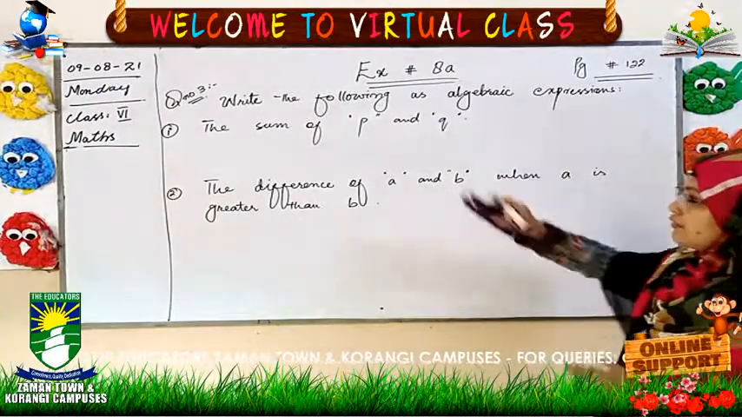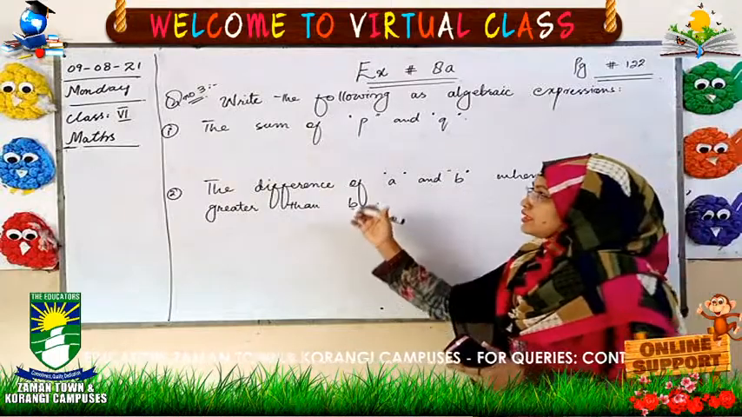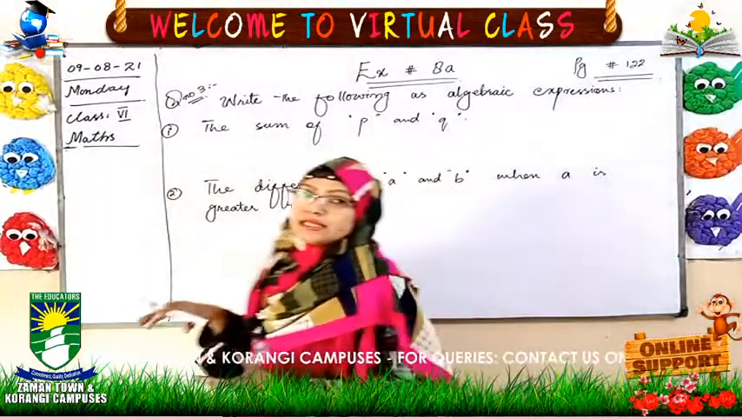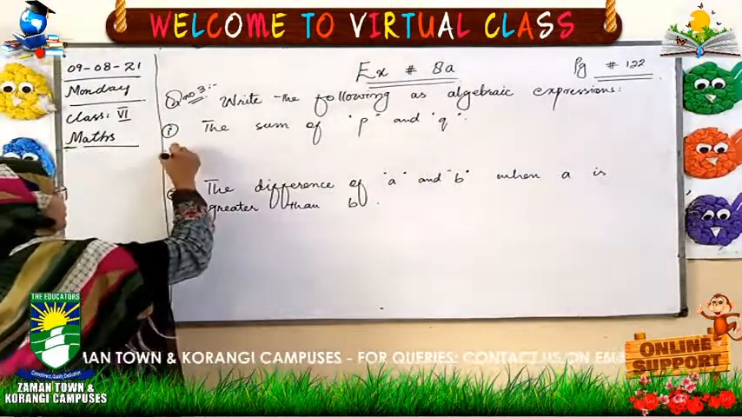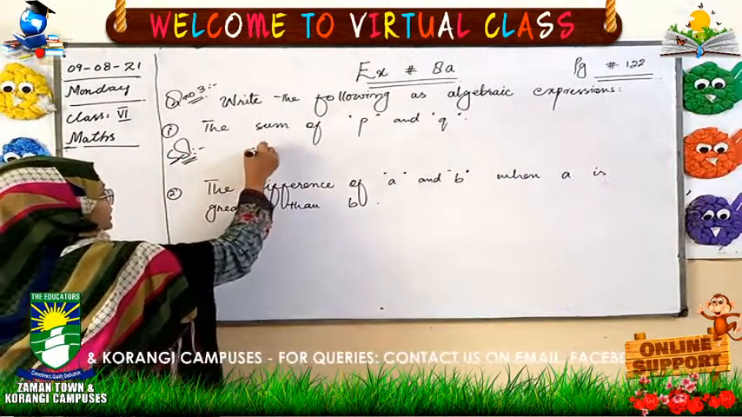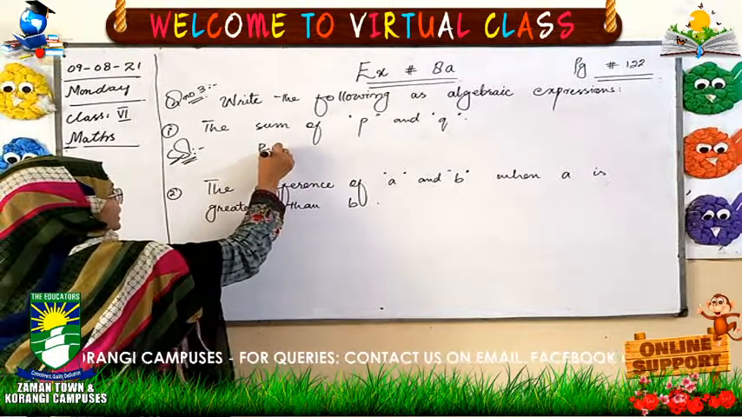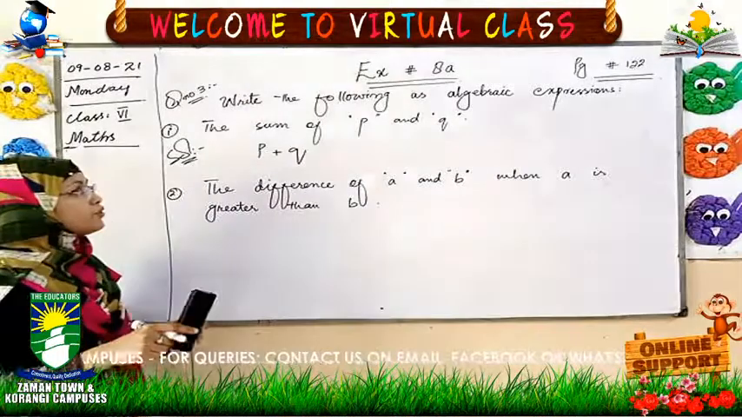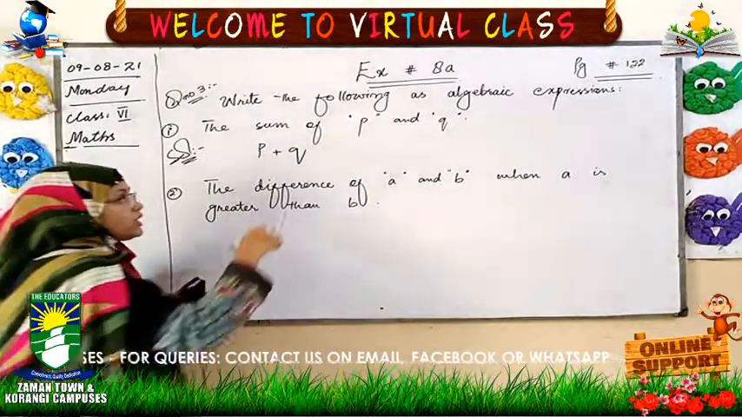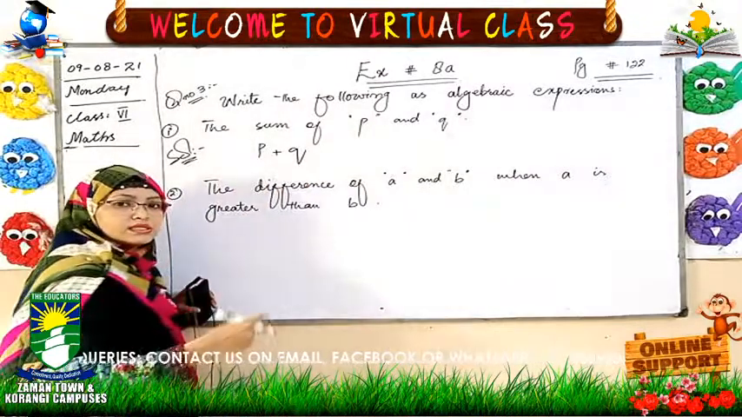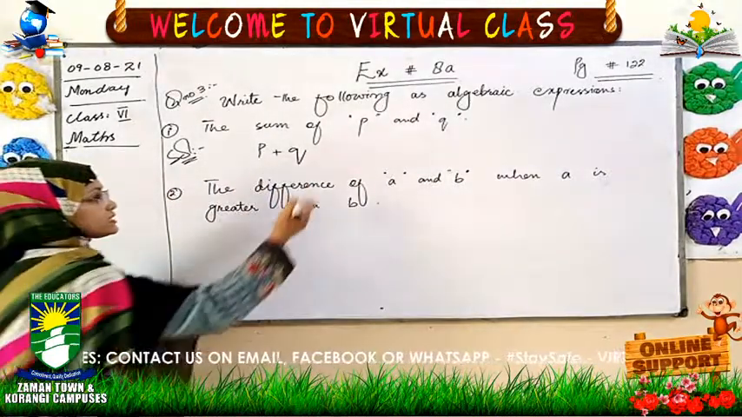Now, how would you solve? I have written the first and second part on the board. It is the sum of P and Q. Sum of P and Q means you have to write down, how would you write the solution? With the blue pen, you will write your answer P plus Q. As I told you, for the sum we use a plus sign. So it is P plus Q, the sum of P and Q. This is the simple answer to your question.